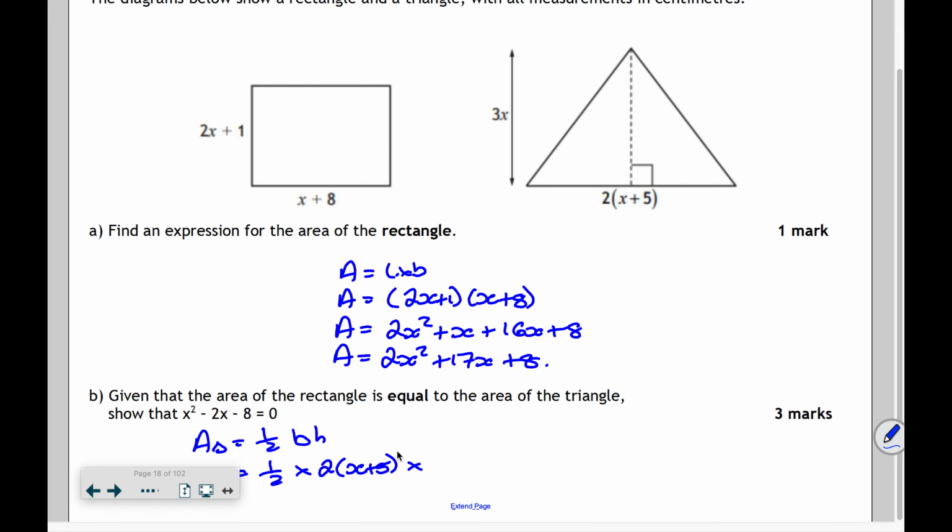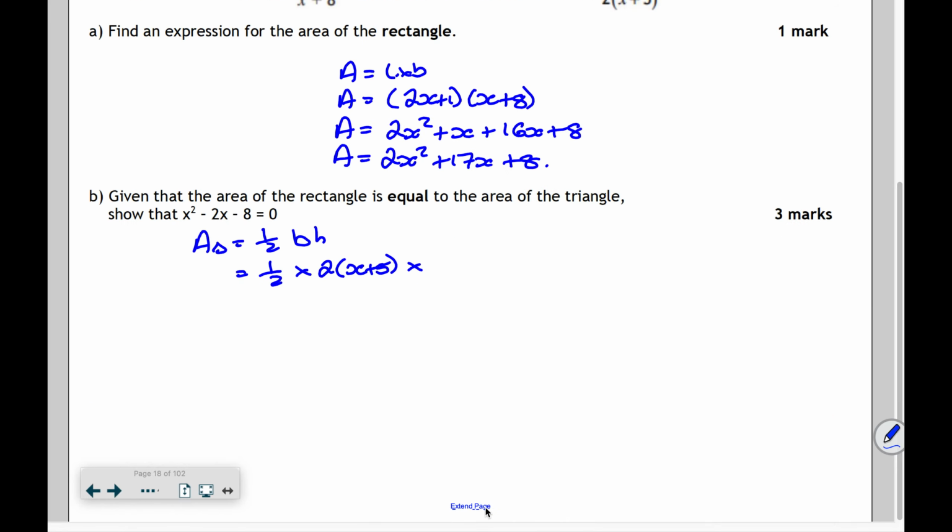Okay. Move this down a bit. So let's make this a bit better. So a half times 2 is just 1. So that would just be 3x bracket x plus 5, which will be 3x squared plus 15x.